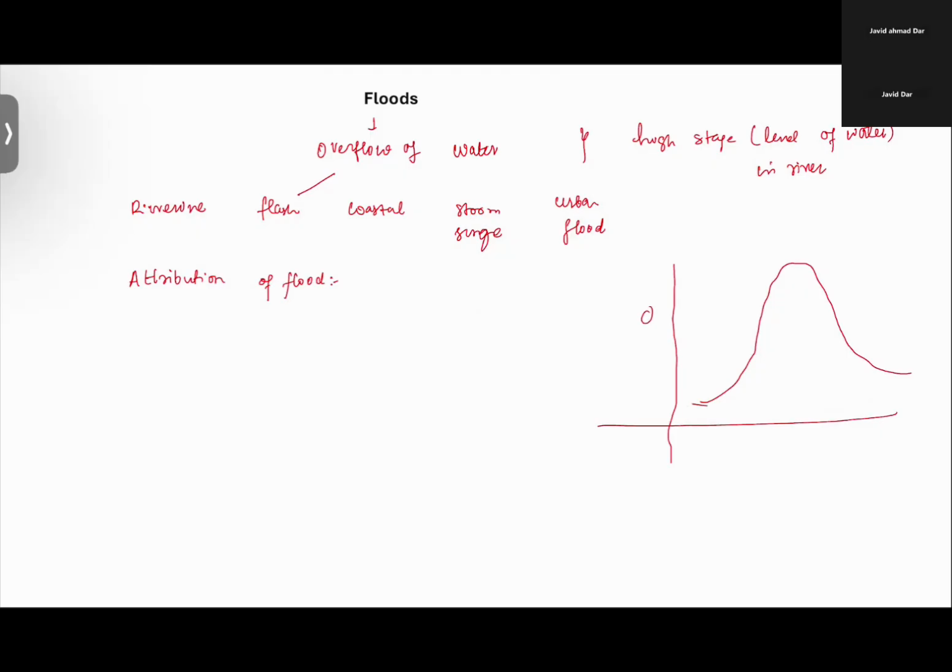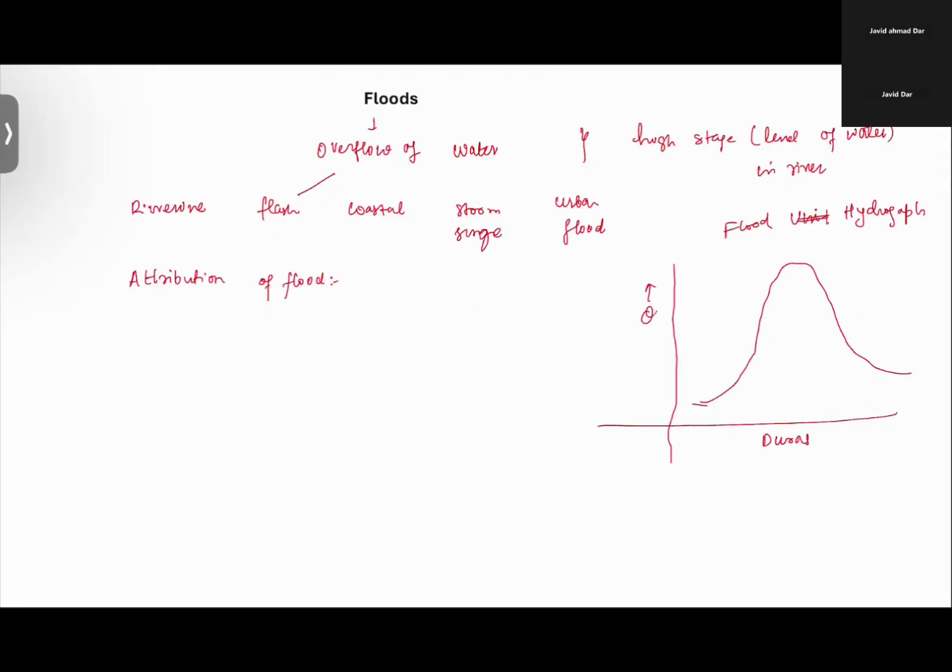This is your discharge, flood unit hydrograph or flood hydrograph. I can write hydrograph, better to write hydrograph. And this is the duration of this flood hydrograph. And now this point, what we studied earlier, this is also called the peak flood magnitude. Similarly, this is going to be the duration of this flood.